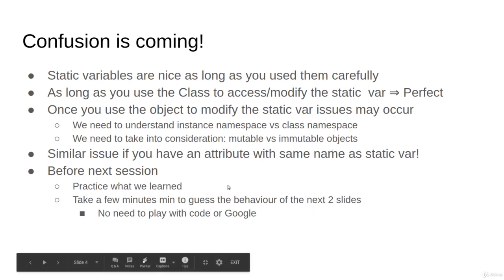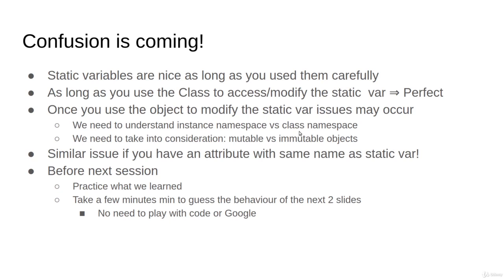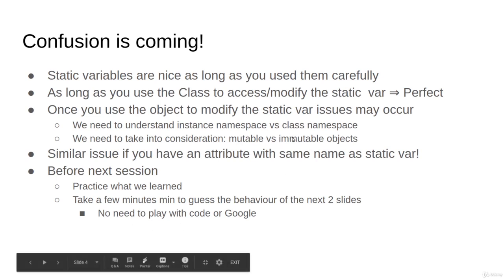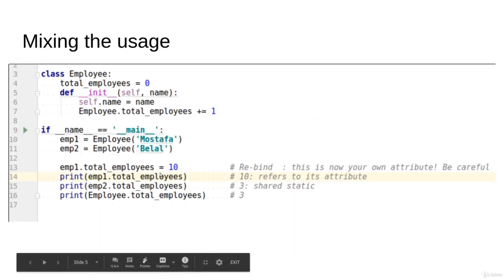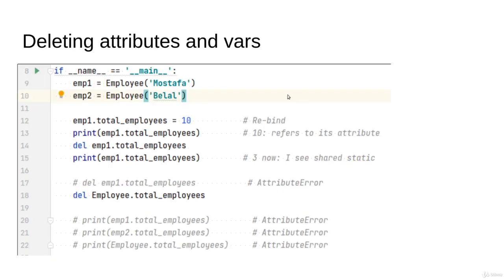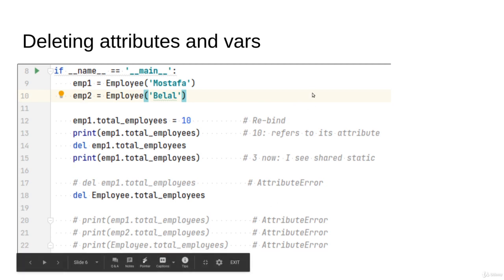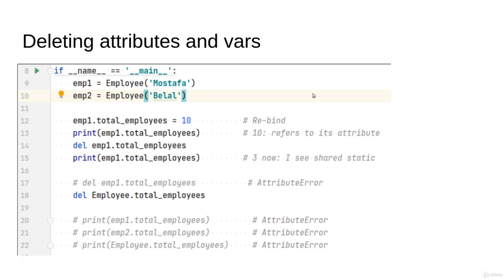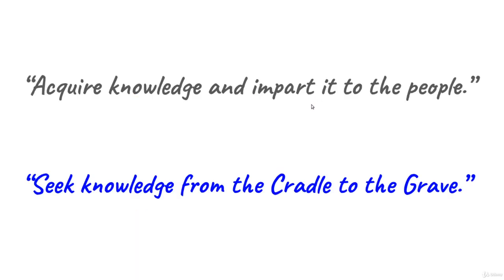Before the next session, I would like you to make sure you understand today's topic and also take a few minutes to guess the behavior of the next two slides. You don't need to play with the code or Google them. Just give a read here. I'm showing an example where I am playing with the total variable, changing it and assigning it here. So give it a check. And in a similar way, I'm trying to delete the attributes and seeing the effect. Read the two slides for a few minutes. Try to guess why the output is like that. And in the next video, we'll have a disciplined way to understand it. That's all.